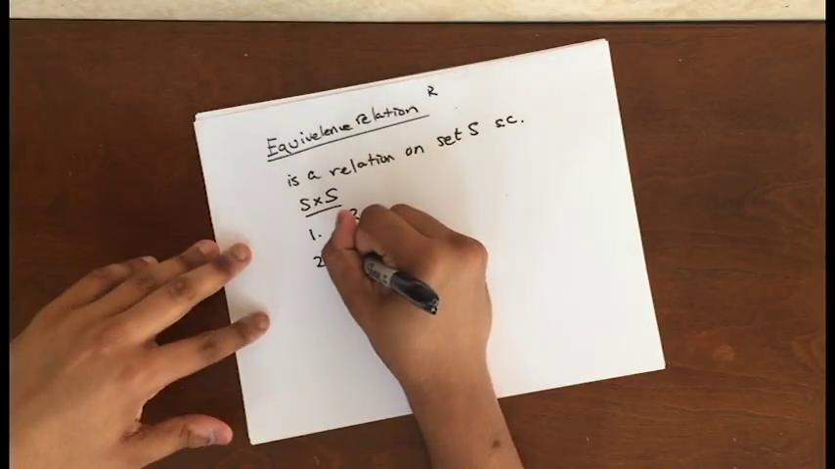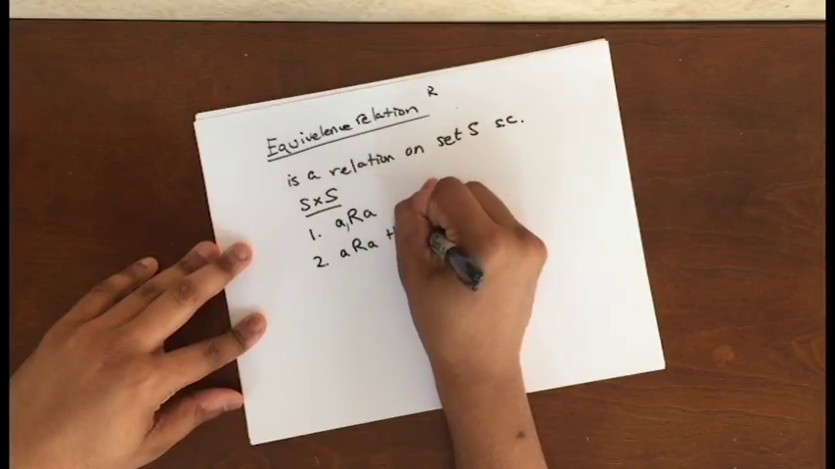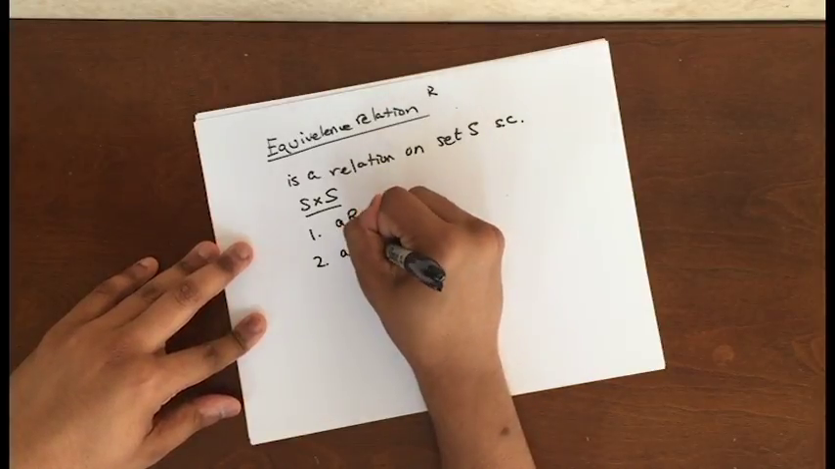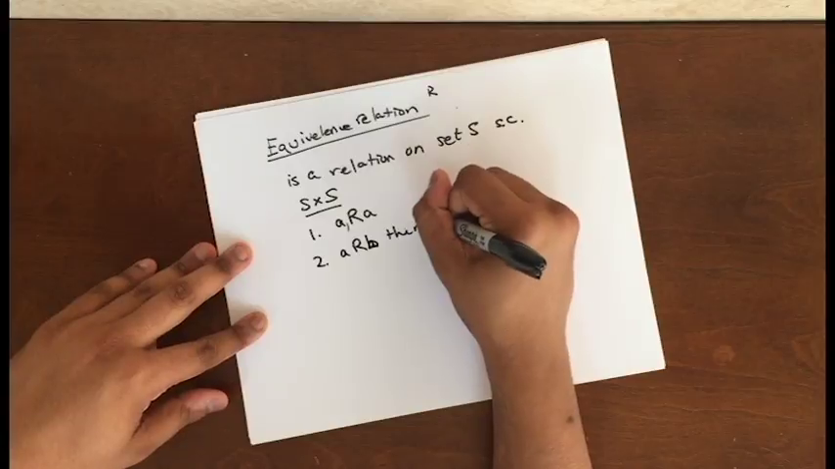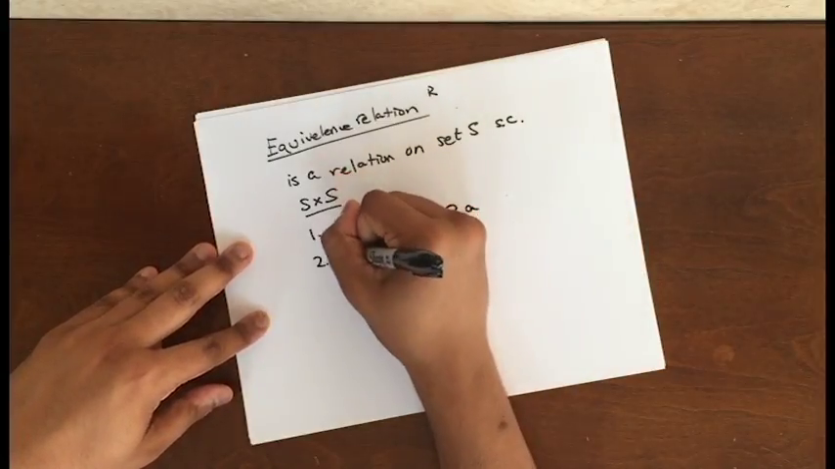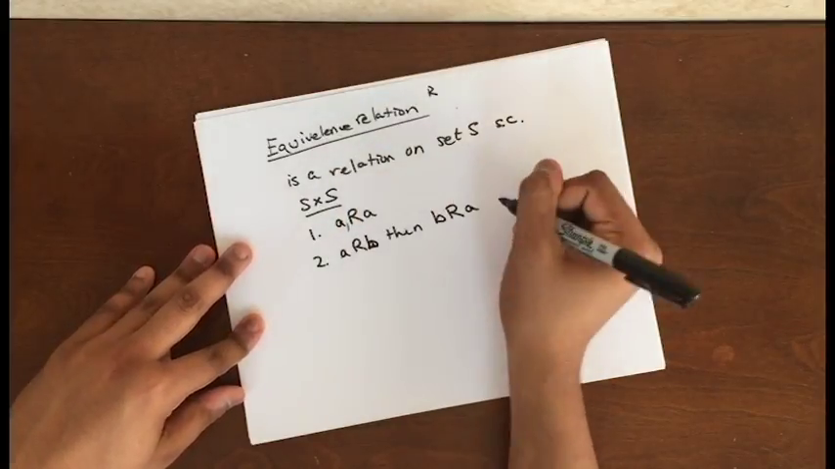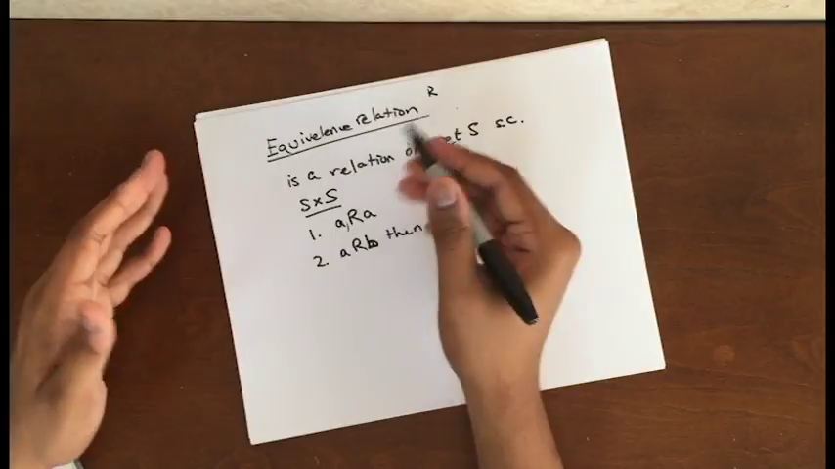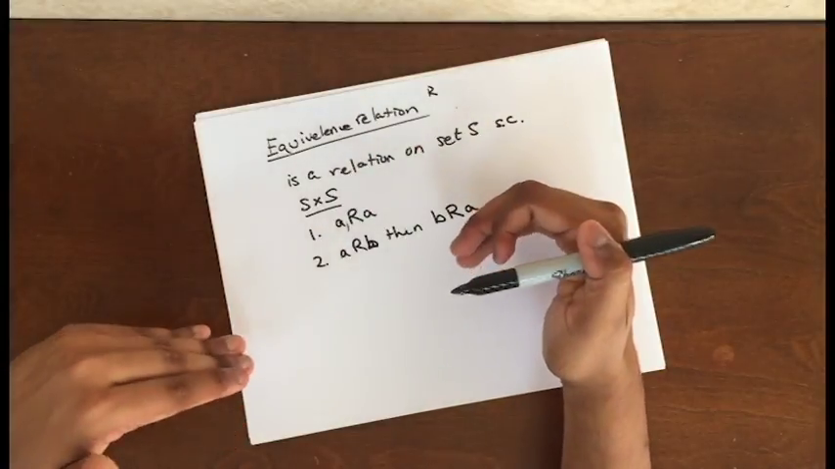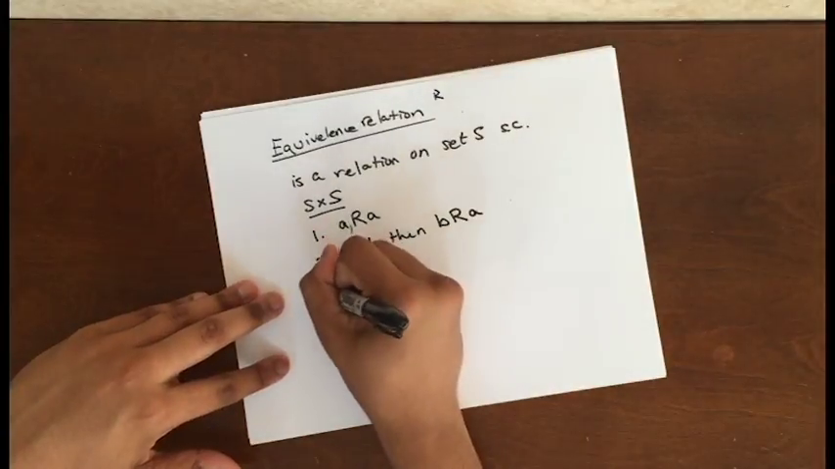2, if a R b, then b R a. Okay, so if a is related to b, then b is related to a. So that's another condition. So what I'm doing is essentially giving the axioms or conditions for my relationship.